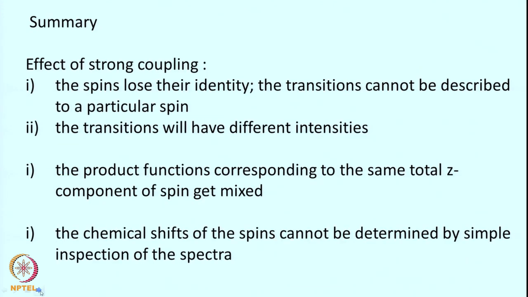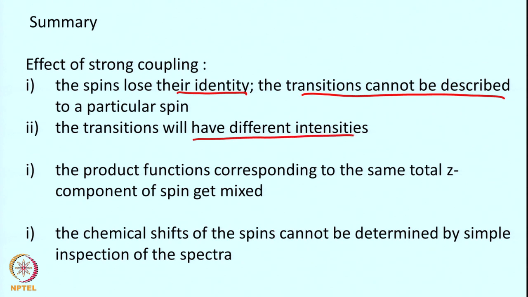Okay. So, to summarize what we saw, what is the effect of strong coupling? Because of the strong coupling, spins lose their identity and the transitions cannot be described to a particular spin system. So, the analysis in this case becomes a little complicated. The transitions will have different intensities, as we saw in the previous slides.